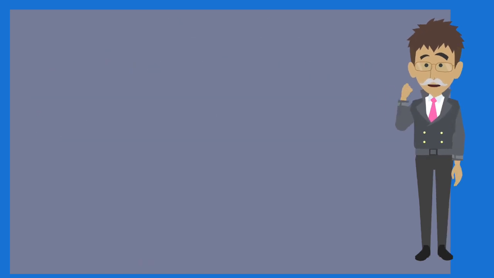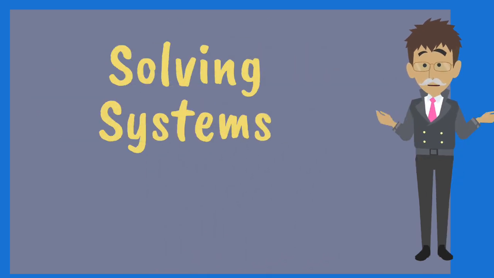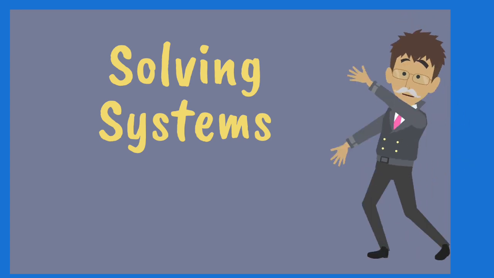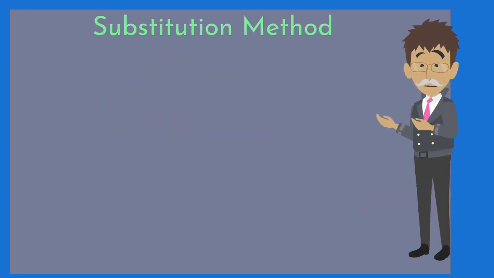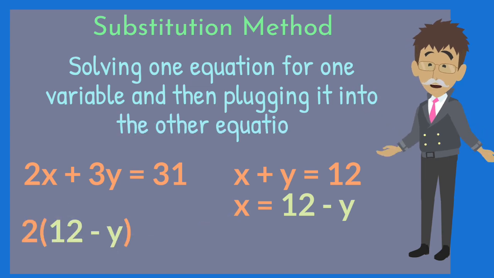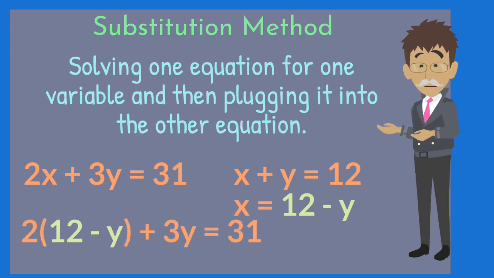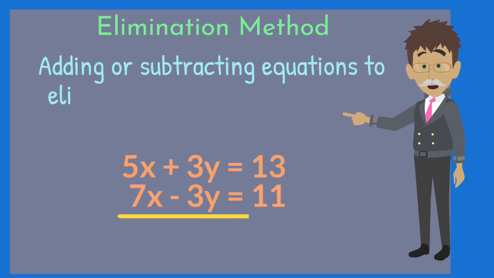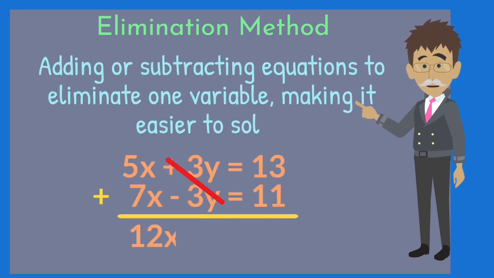To make sense of a system, we need strategies that help us find where the equations meet. Methods like substitution and elimination give us efficient ways to solve problems. These tools are used in everything from comparing price options to planning travel routes. Substitution method. Solving one equation for one variable and then plugging it into the other equation. Elimination method. Adding or subtracting equations to eliminate one variable, making it easier to solve.